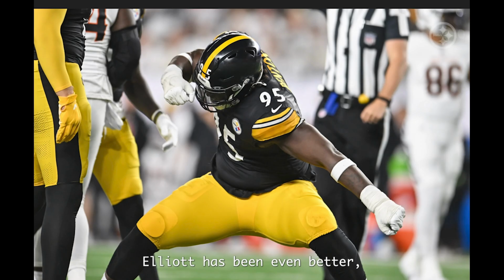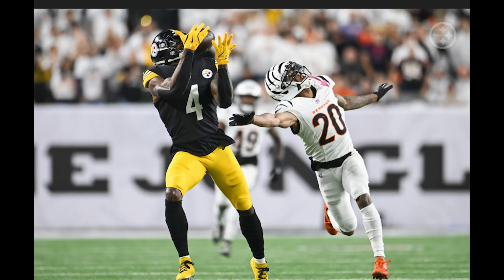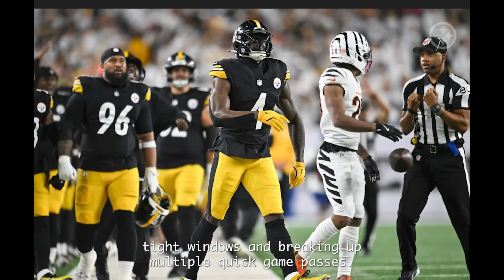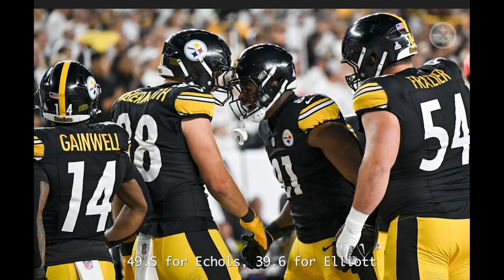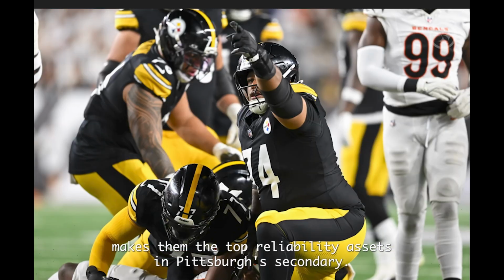Elliott has been even better, giving up only 84 yards on 16 targets, a 50% completion rate, also with 1 interception, a negative 6.4 EPA, and an exceptional negative 25.5% CPOE, all while forcing tight windows and breaking up multiple quick game passes. Their ability to limit YAC, 2.1 to 4.8 per catch, and generate sub-50 passer ratings, 49.5 for Echols, 39.6 for Elliott, makes them the top reliability assets in Pittsburgh's secondary.